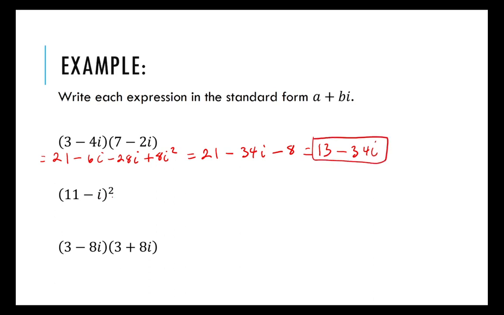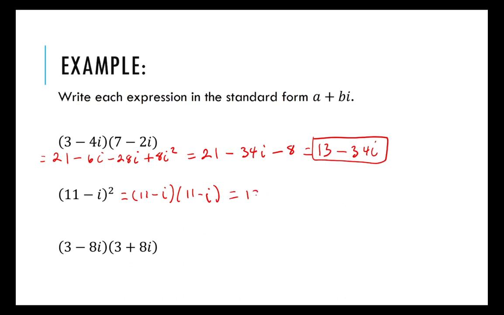We're done. 11 minus i quantity squared. Do not square the terms. This is a binomial squared. It's the same as 11 minus i times 11 minus i. If you would prefer to use the perfect square trinomial formula, that's perfectly fine, because this becomes a perfect square trinomial. But you could just FOIL it easily.